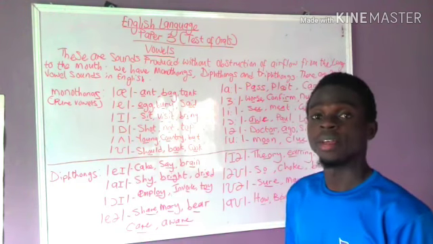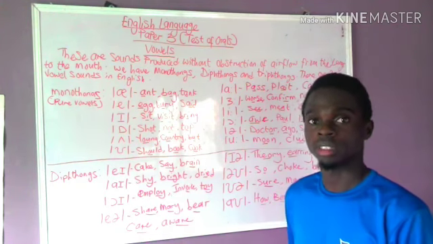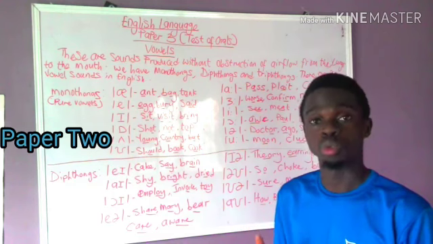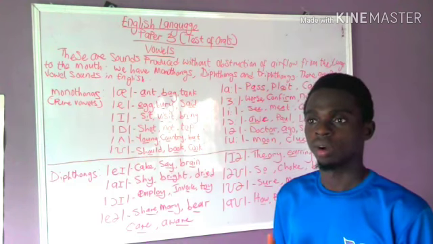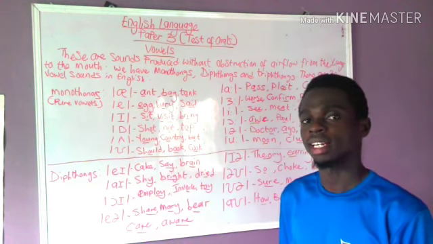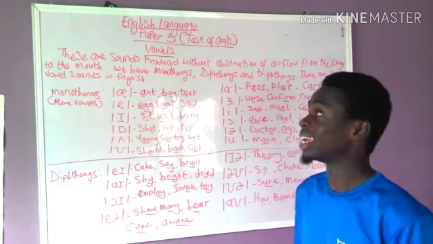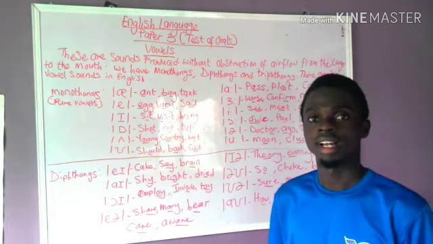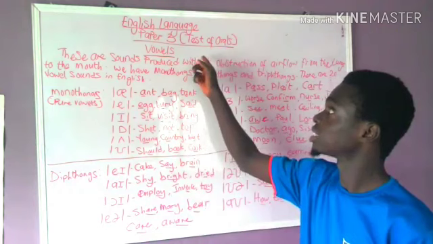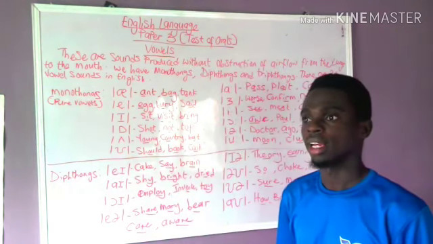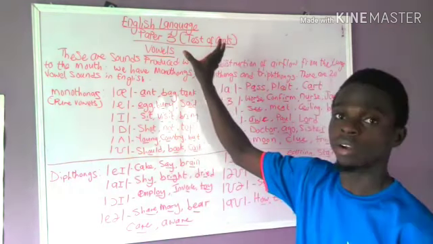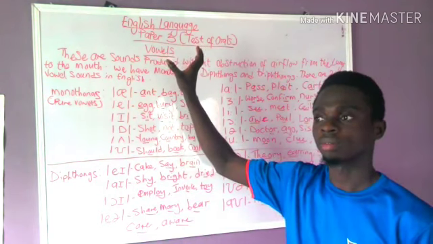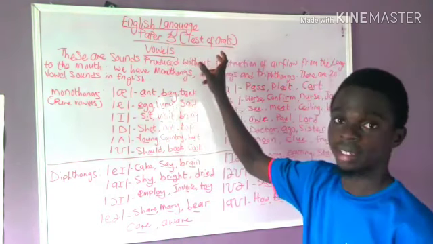Now the exam is divided into 3 papers: paper 1, paper 2, paper 3. What we're going to be focusing on in today's tutorial is paper 3, and paper 3 deals with test of orals. Now this is going to carry 60 marks in your objective questions.